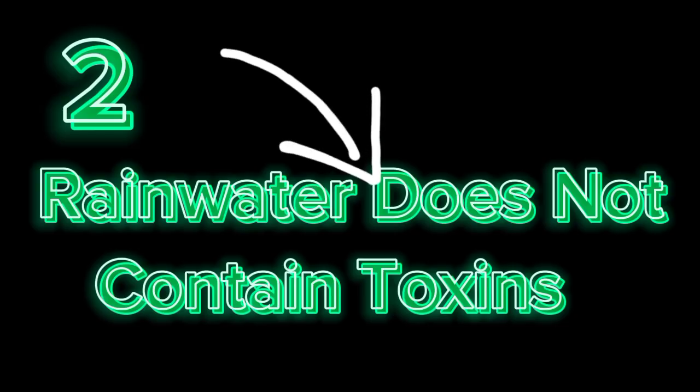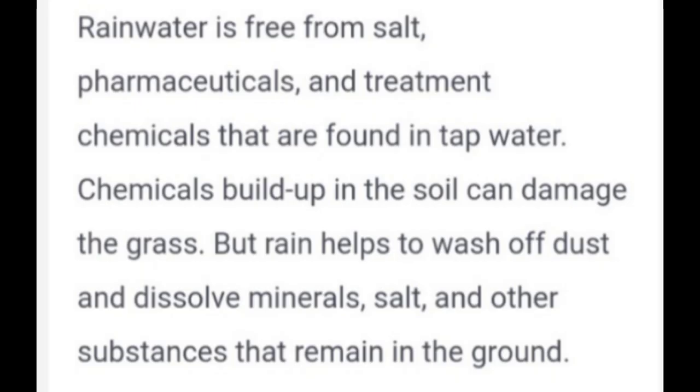Number 2. Rainwater does not contain toxins. Rainwater is free from salt, permacetals, and treatment chemicals that are found in tap water. Chemicals build up in the soil can damage the grass, but rain helps to wash off dust and dissolve minerals, salt, and other substances that remain in the ground.